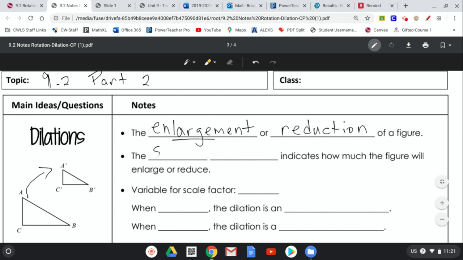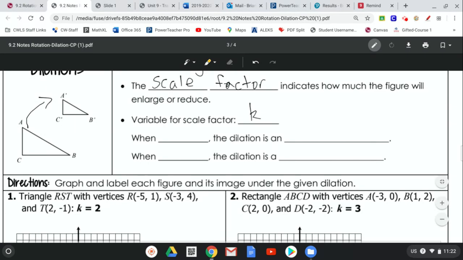So the scale factor. Remember, scale factor is just a simplified ratio or fraction of the corresponding sides. The scale factor indicates how much the figure will enlarge or reduce. The variable we use for the scale factor, which you're going to see a lot in the problems, is k. They're going to tell you, k equals 5, k equals 1/3, k equals 2, k equals 1/7.